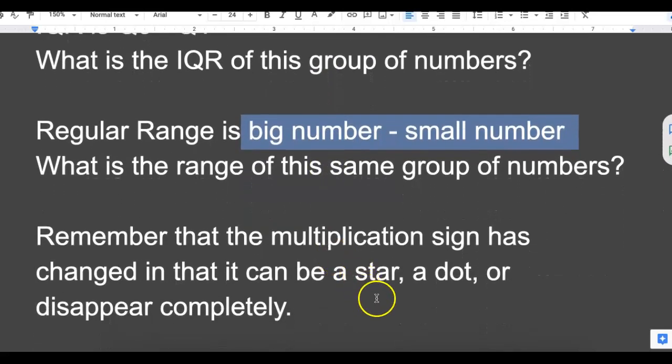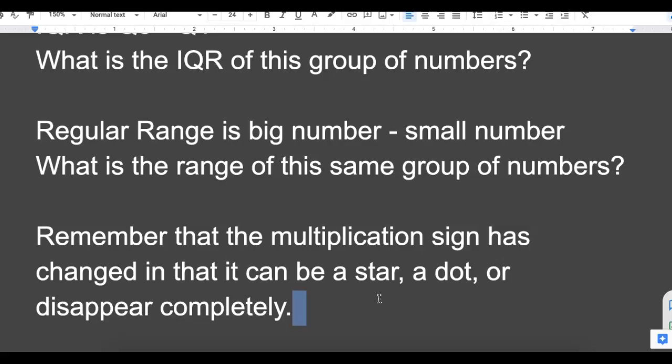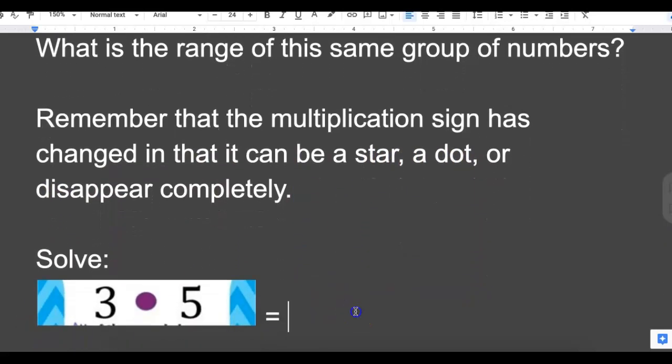All right, so also remember that the multiplication sign has changed a lot this year from what it used to be, just an X in elementary. It can be a star, a dot, or it can disappear completely. So tell me the answer to this problem.